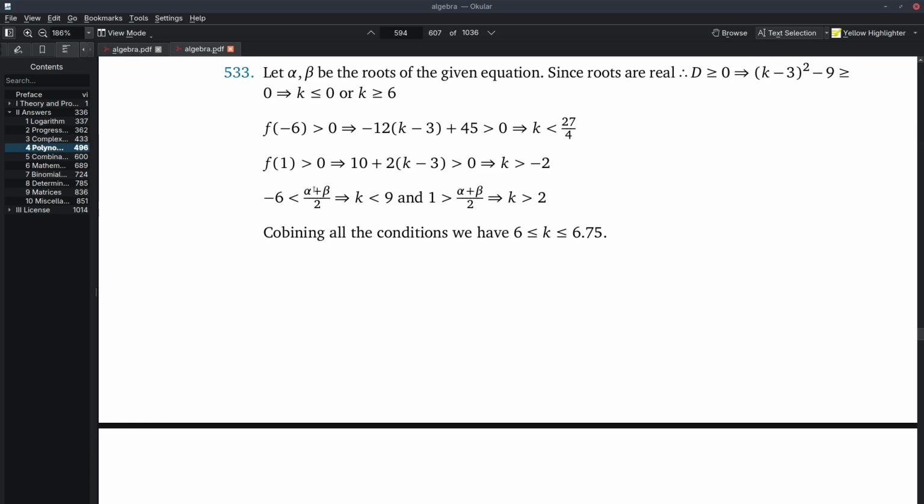So we have (alpha plus beta) by 2 should be greater than minus 6. That is k less than 9. And 1 should be greater than (alpha plus beta) by 2. That is k greater than 2. So we combine all the conditions. We arrive at 6 less than or equal to k less than 6.75. Very straightforward question.